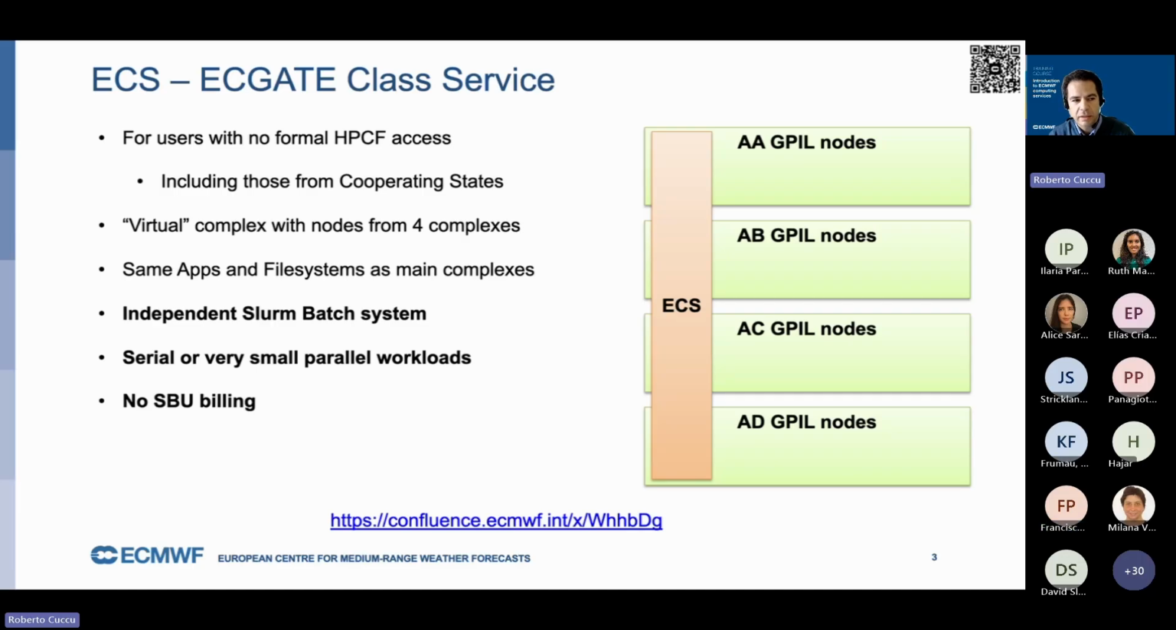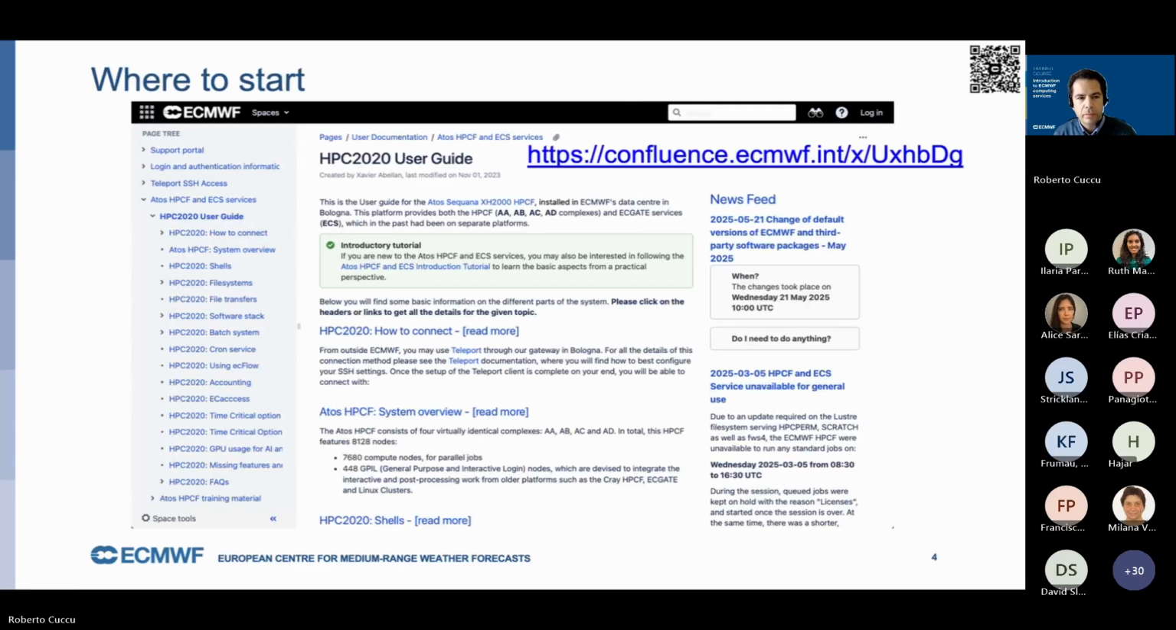ECGate also has its own Slurm scheduler that is able to spawn jobs over these nodes. So there is no parallel partition here. Also in this case, however, there are the same file system and software stack everywhere, like the HPC. And on ECGate there are fewer resources available for the jobs that are submitted. Indeed, it is meant to be used just for serial or very small parallel jobs. However, the difference with respect to HPC is that the jobs that you submit here will not be accounted, so there is no charging in terms of system billing units for the jobs that run here.